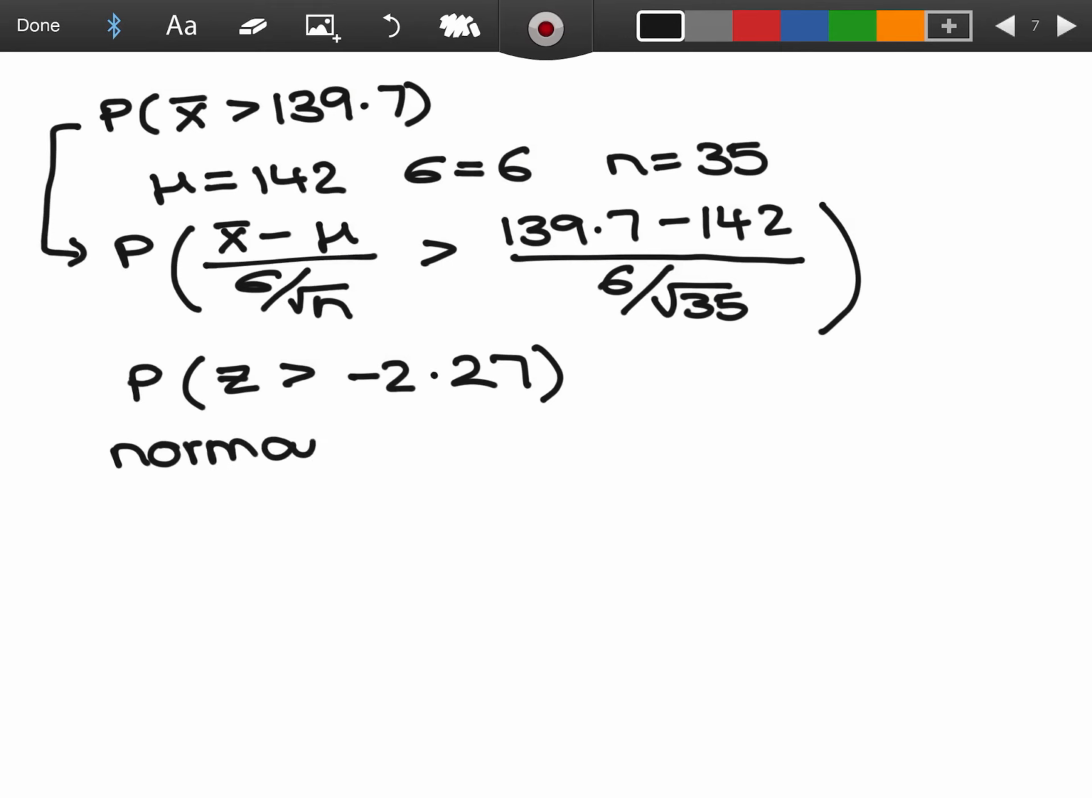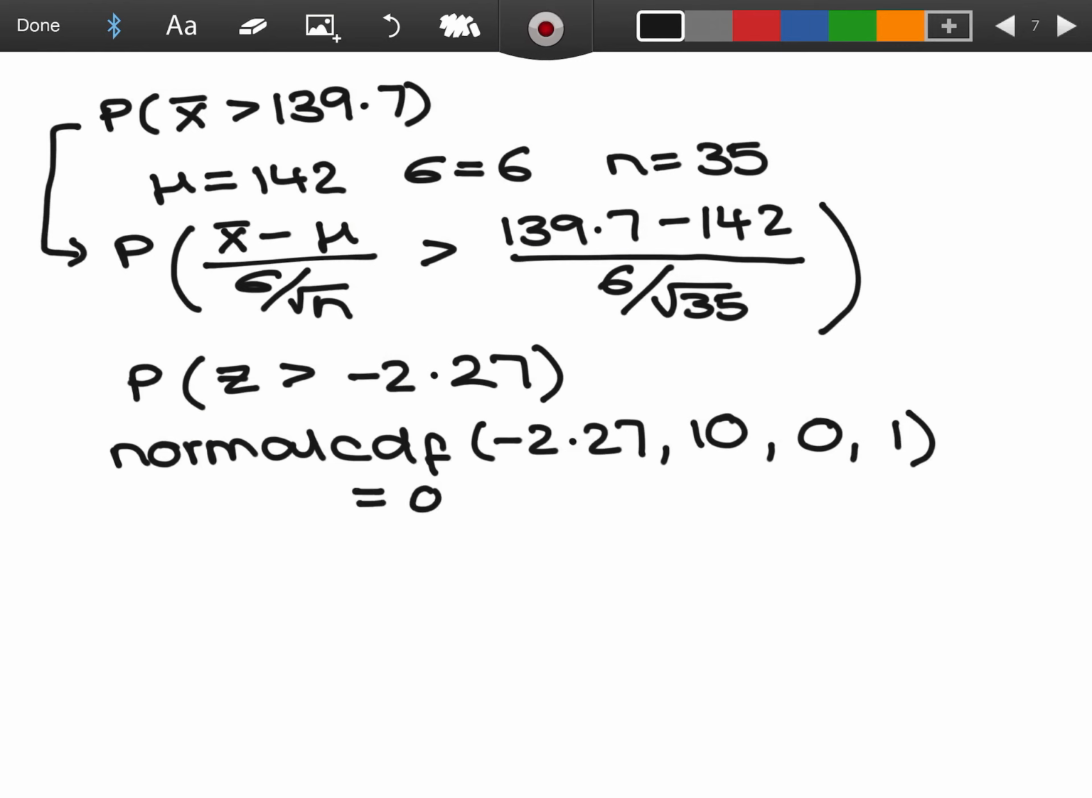Okay, now I am in standard normal. So now my lower bound is negative 2.27. My upper bound, I'm in standard normal, I can use an upper bound of 10. My mean is 0, standard deviation of 1. So once we've done that z transformation, I can go back to standard normal. And it's exactly what we have done before. So I've got a lower bound of negative 2.27, an upper bound of 10, mean of 0, standard deviation of 1, gives me 0.9884.